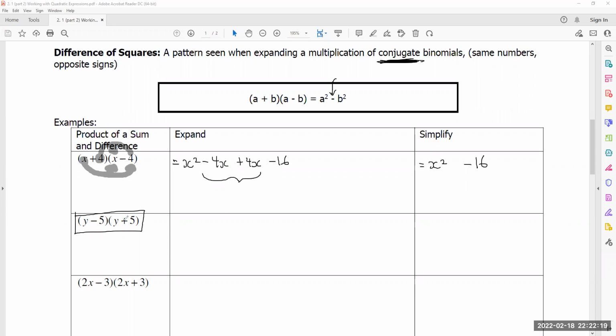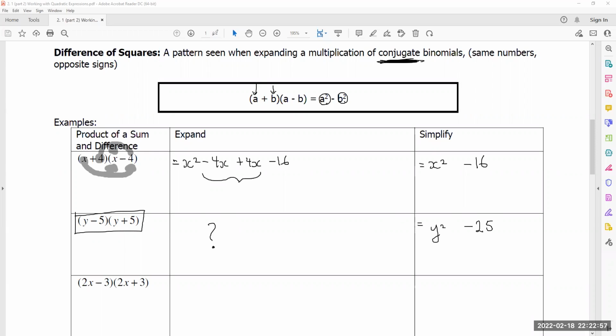If you notice that the two binomials are conjugates, you can actually skip this portion and be like, okay, I know that because this is a multiplication of conjugates, all I have to do is take a look at the first term and square it, look at the second term and square it, and leave a subtraction in between. And it's so simple if you can catch it. y times y, y squared. And negative 5 times positive 5, negative 25. That's literally it. You're done.